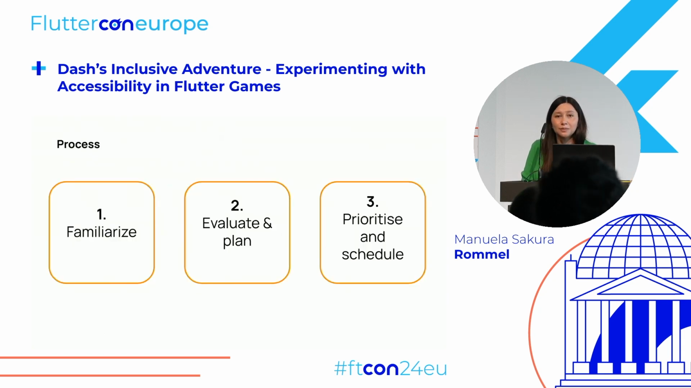So first of all, when you want to make a game, you have to familiarize yourself with the guidelines. Do that before you even design it, because you have to put in some accessibility thoughts behind that. After that, you evaluate and plan. You check what is relevant to the game, because not everything in the guidelines is obviously relevant to your game. And you can then plan out your features, what you want to work on.